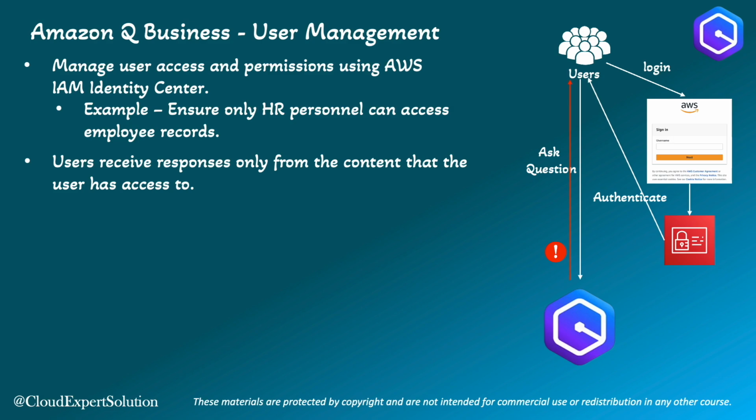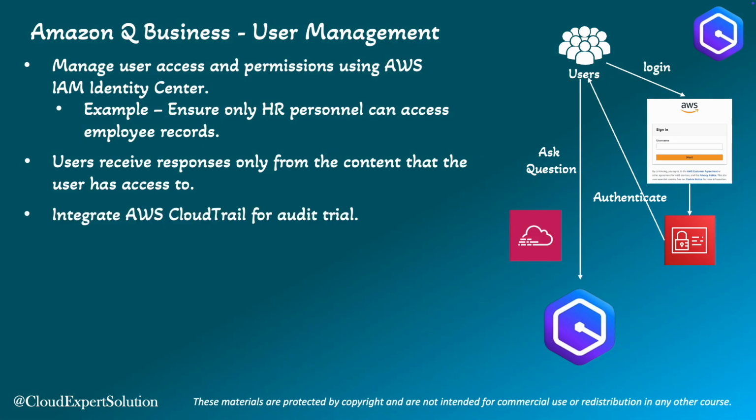If a user does not have access to a set of documents but submits a question related to the restricted topic, they will be notified with a proper message about the restriction. Additionally, you can integrate Amazon CloudTrail to review access logs and maintain an audit trail.